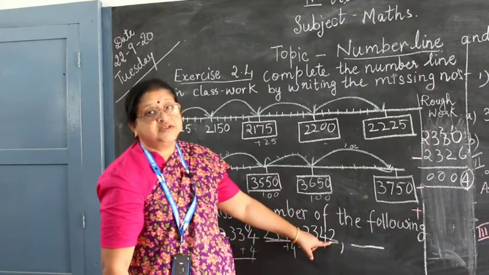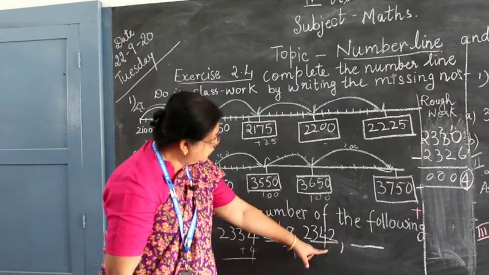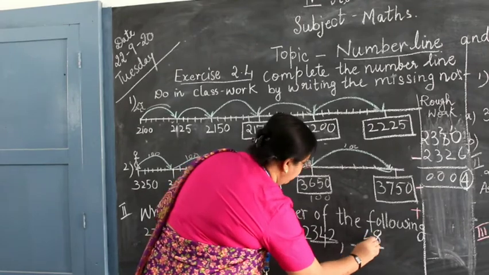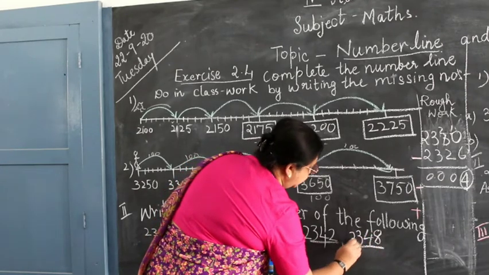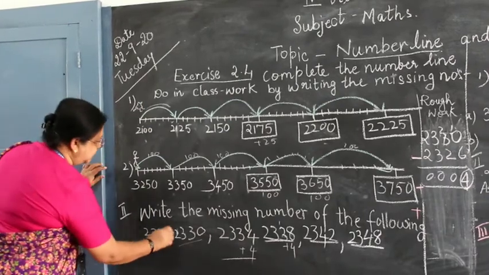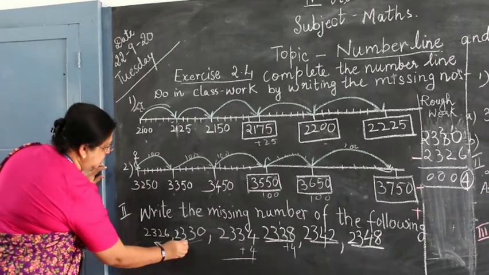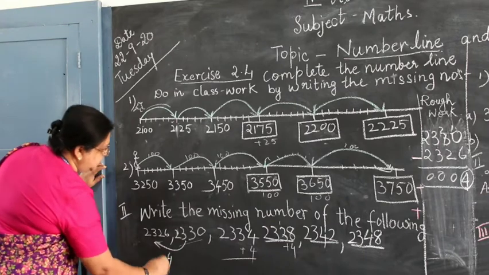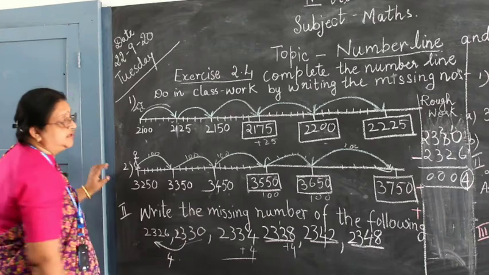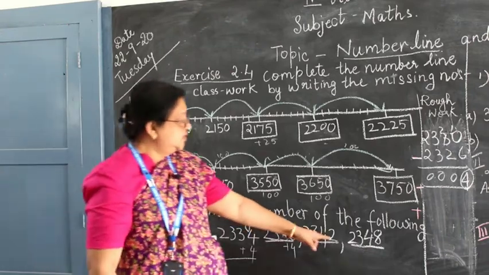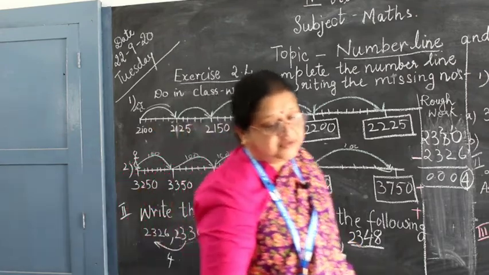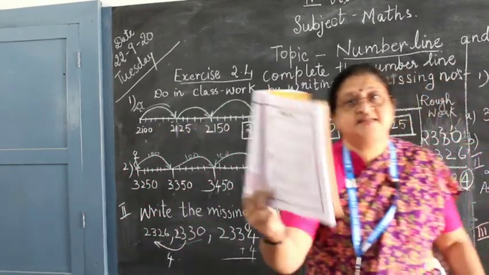Now again, what is the difference between these numbers? The difference was 4. Add up 4 here again. It will be 8, then 4, 3 and 2. So you got the difference between these two was 4. That 4 only you added up for all, and you get the last number 2348.